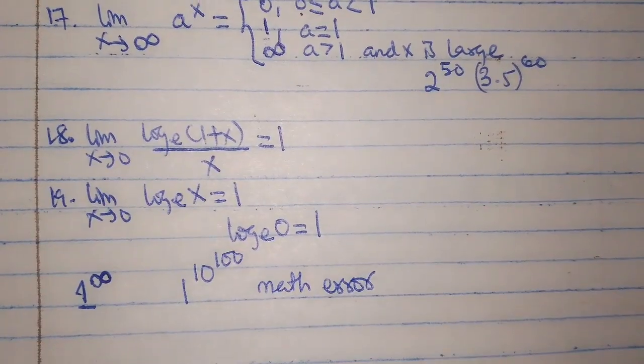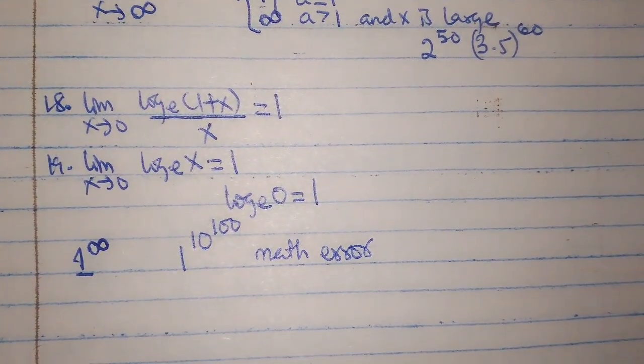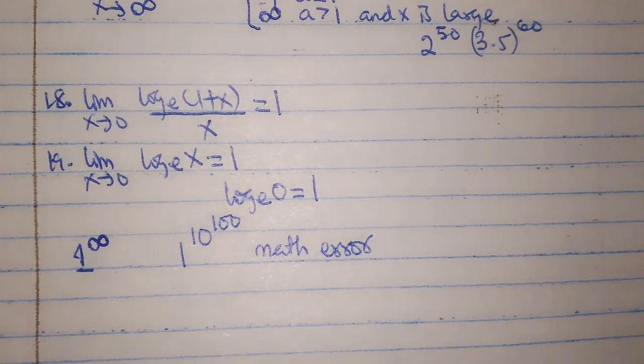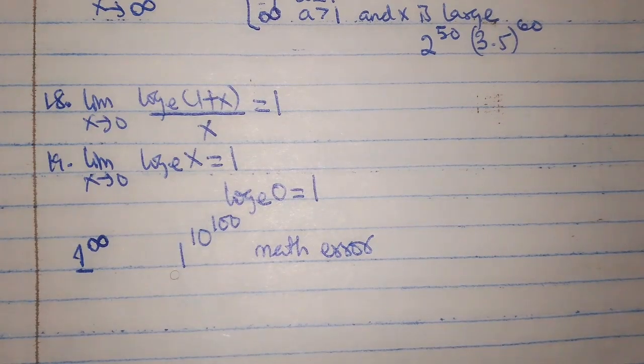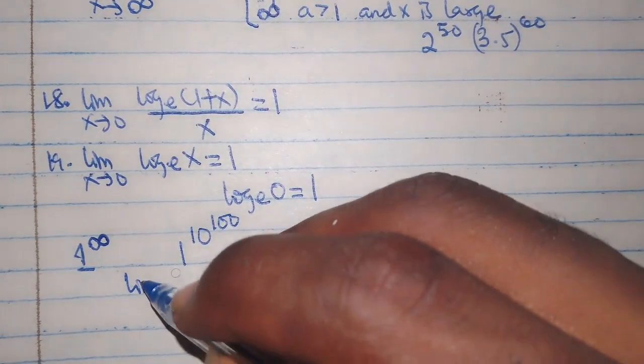We are going to get a math error. So this particular thing is called a special limit. A special limit. So we are taking it into context. Now we want to express a certain limit here.